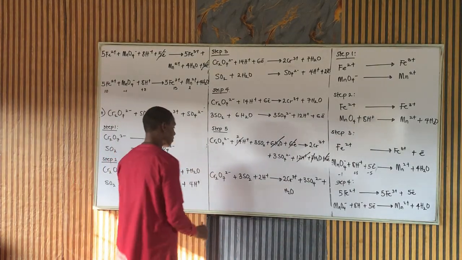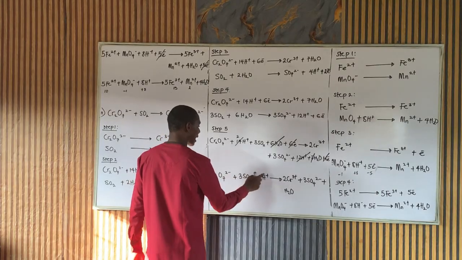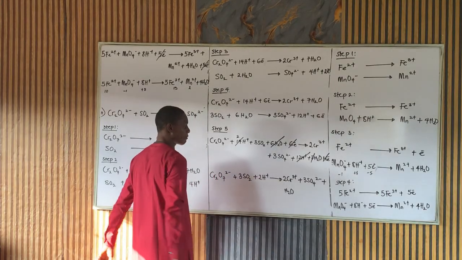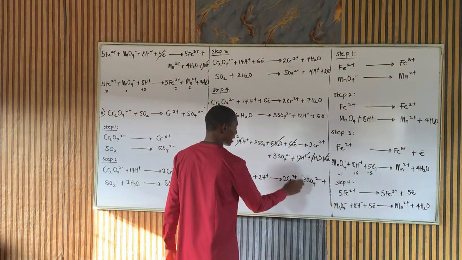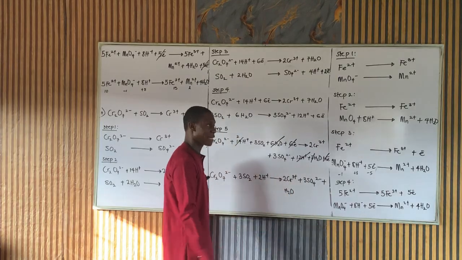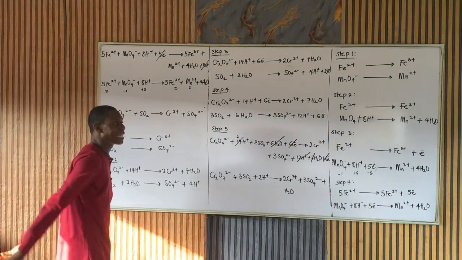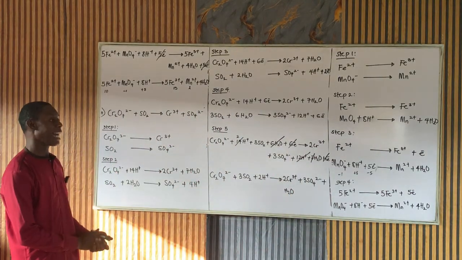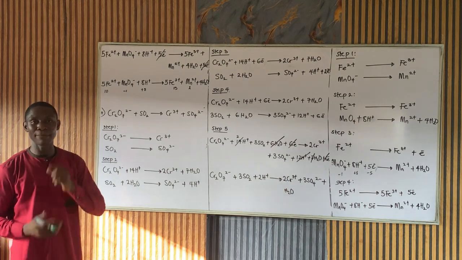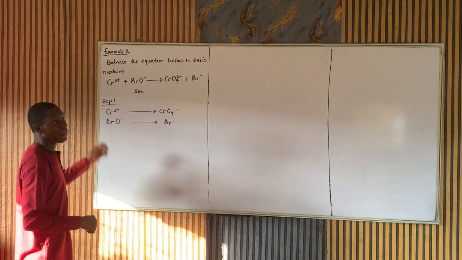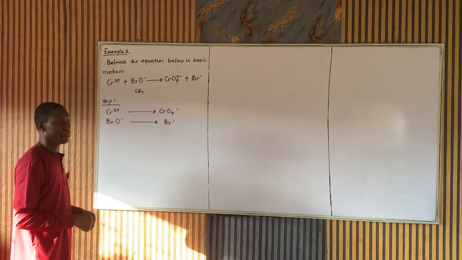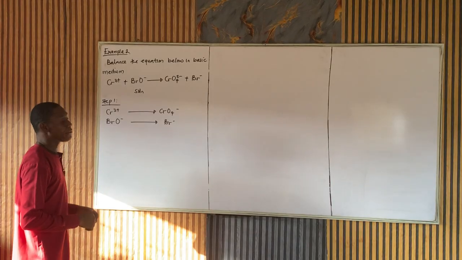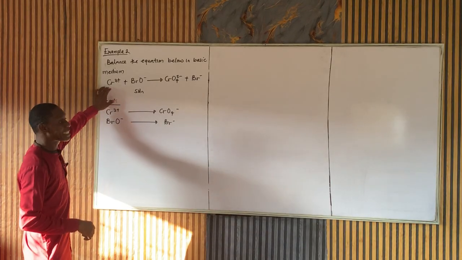Then the ions, this minus 2 and this plus 2 make a total of 0. Here this plus 6 and this minus 6 make a total of 0. So it is balanced here. So that's that in acidic medium. We're going to take one example for basic medium. Example 2, and this is in the basic medium. So we have to balance this in the basic medium.